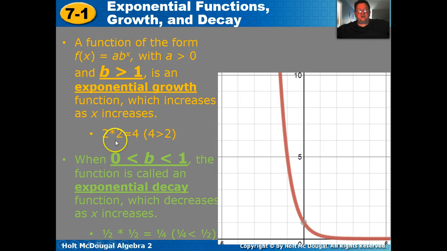In exponential decay, same basic formula. F of x equals a times b to the x. But in this case, b is between 0 and 1. Like I said, this is called exponential decay. And what's going to happen, since b is less than 1, every time you increase the exponent, you're going to make it smaller. So notice how the graph decreases. Now let's put some numbers to it to help it make sense. Say b was 1/2. 1/2 times 1/2 gives me 1/4.